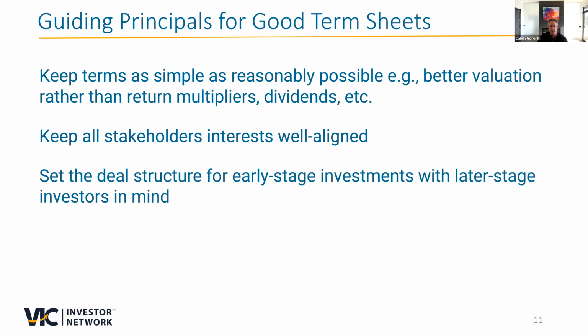You want to set the deal structure for the early stage investors with the later stage investors in mind, and that means also for the early stage investors, if they require a complicated return structure, trying to get additional benefit for themselves, they can be assured that the much larger later stage investors are going to have that same or better preference. And in some cases, that may actually turn out to hurt the early stage investors rather than helping them like they expected.